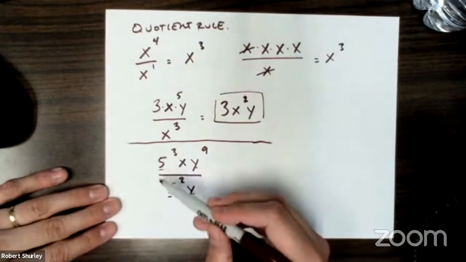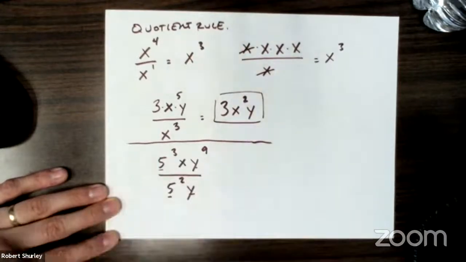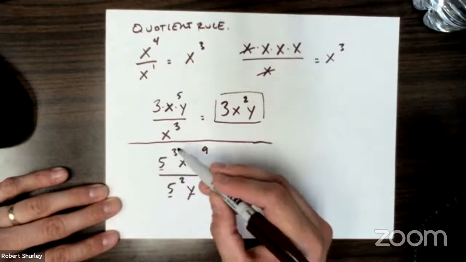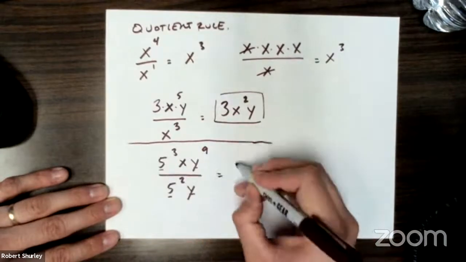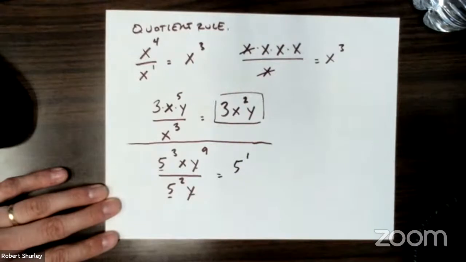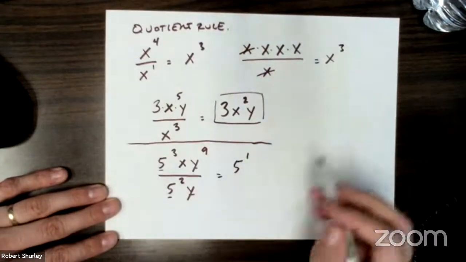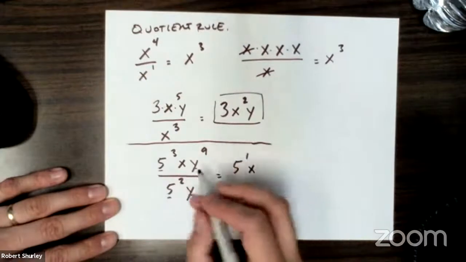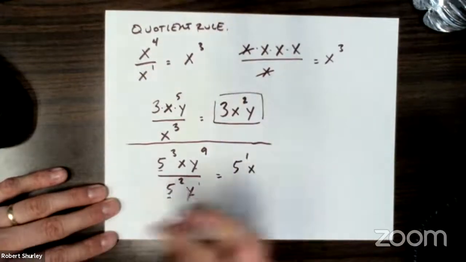Now let's look at the 5s. We got 5 cubed on top and 5 squared on bottom. Just like before, we're going to keep the base. We're just going to subtract the numbers. So this winds up with 5 to the first power. The x is still there. Nothing combines with it. But now we got this y to the 9th and y to the first power, right?